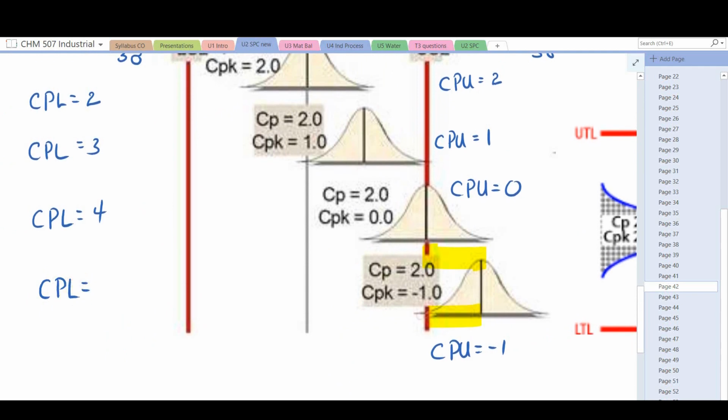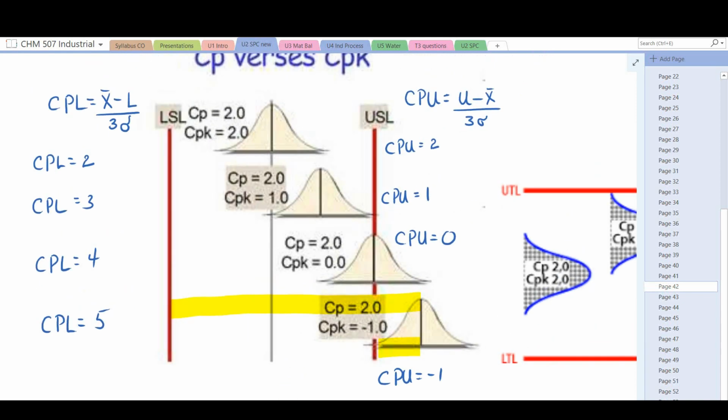Well, Cpl is the process mean minus the lower spec limit divided by half the spread. That's 1, 2, 3, 4, 5. So that's a ratio of about 5 to 1. So there's Cpu and Cpl. Obviously, the higher the values, the better it is at achieving on-spec product at the low side or at the high side. So what's Cpk?